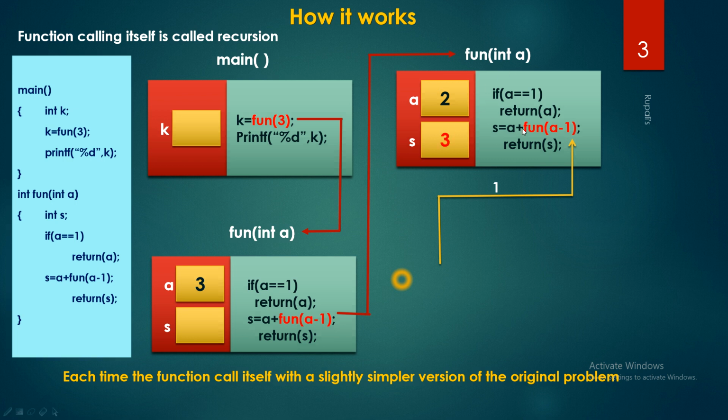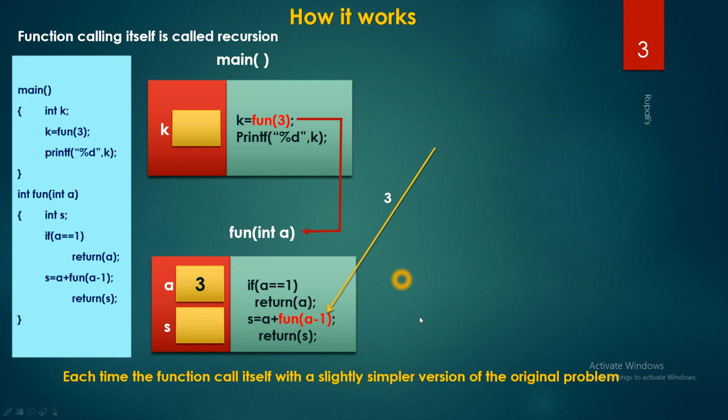Now return s. Return s means this function returns 3. So where does 3 come? 3 comes here. Now see, this value is 3 and the value of a is 3. So 3 plus 3 is 6. 6 will be stored in s.